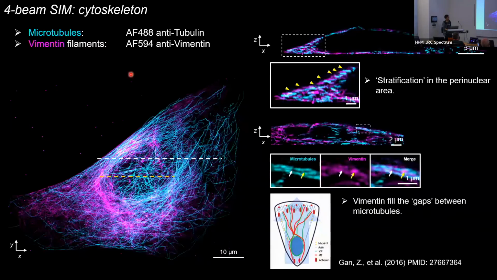And we can also observe examples in which local enrichments of the vimentin appear to fill in the gaps between the microtubules. And our observation is also quite consistent with a recent study showing that vimentin filaments somehow can template the cell structure to stabilize the cell polarity during cell migration.